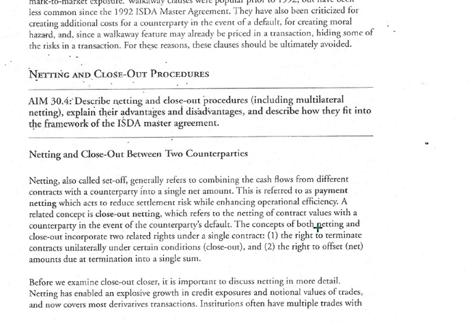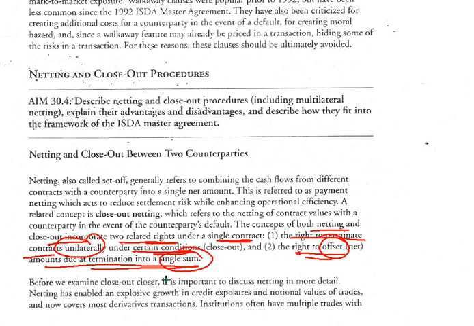receive money. The concept of both netting and closeout incorporates two related rights under a single contract. The right to terminate a contract unilaterally under certain conditions. So when the company is going into default, you have the right to terminate the contract, and you have the right to offset the amount due on termination into a single sum. So you have the right to offset and you get a single sum.